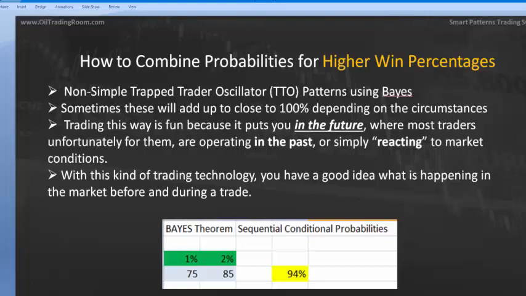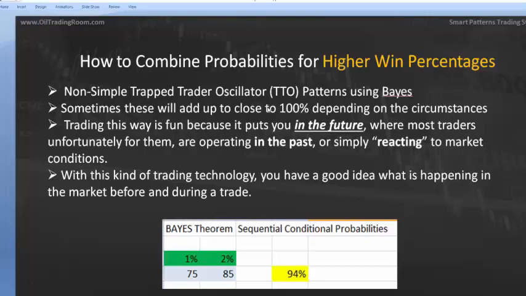Depending on the circumstances. So trading this way is a lot of fun because it puts you in the future. You know before you fire what the expected follow-through is. And the reason that I've approached the market this way is because most traders, including myself for years, are just operating in the past. We're simply reacting to market conditions. If you have this kind of technology and you know what these things are, then in the cases where you're wrong, you still know you made the right decision.